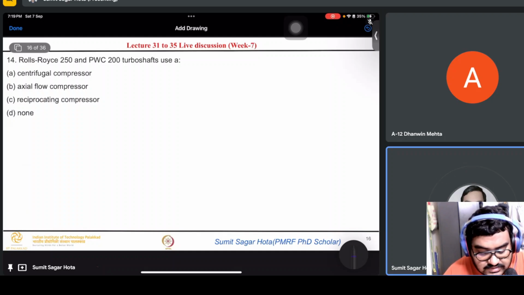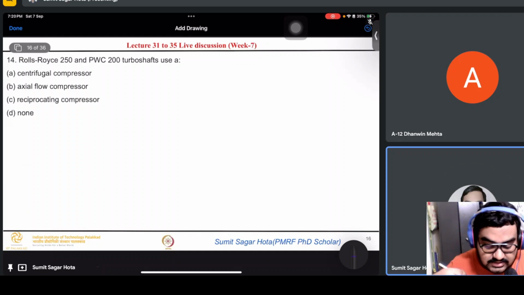So and in old times the centrifugal compressor was very well used in these kinds of engines, okay. So yes, the answer is a centrifugal compressor.